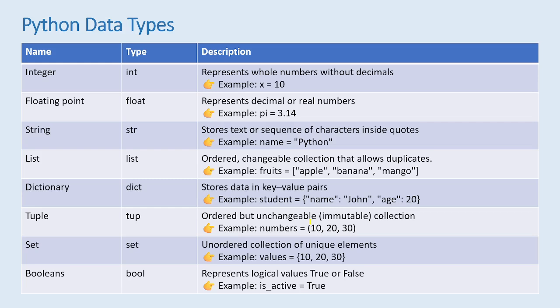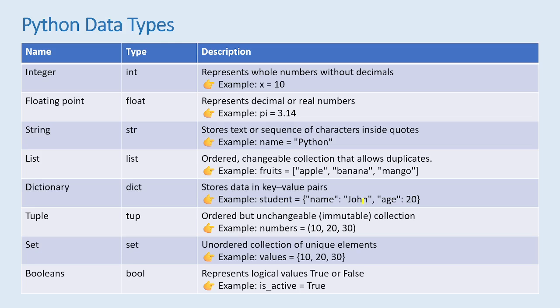The next data type is dictionary, which is dict in Python. It stores data in key and value pairs. So for example, student equal to name colon John, age colon 20. So name is key and John is value. Age is key and 20 is value. So key value pairs are stored in dict, which is the dictionary data type.